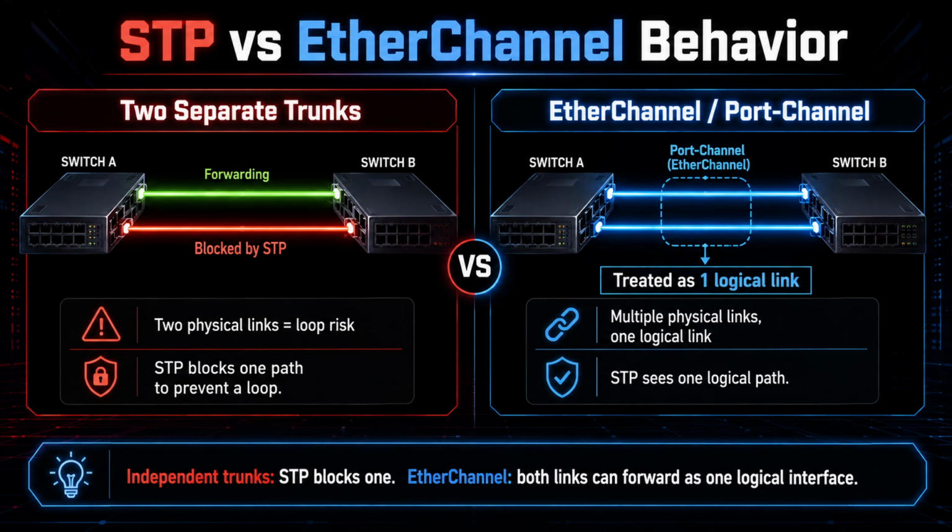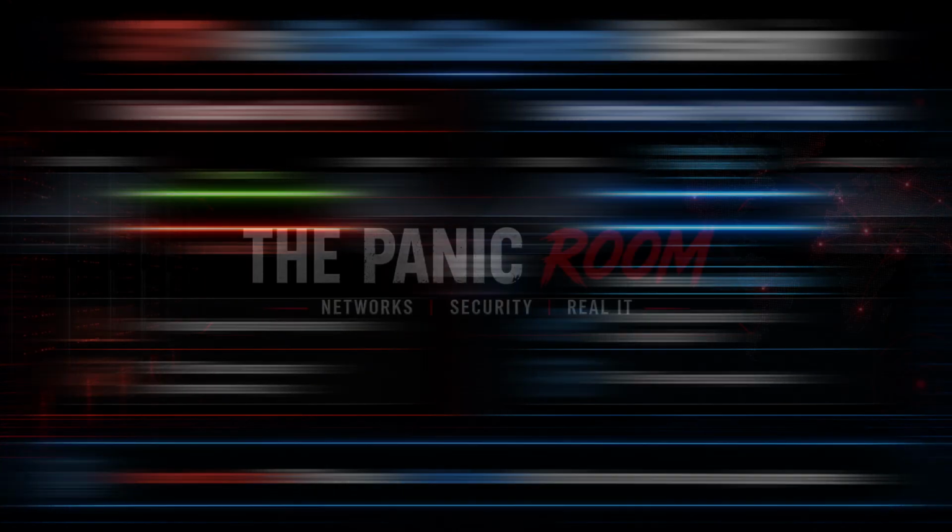But if you just plug in two separate switch to switch links and let them both forward independently, that will create a loop. So the rule is, two links by themselves can be dangerous. Two links properly bundled as EtherChannel can be useful. That is a separate topic, and honestly, I will make a whole other set of videos all around bundling ports, EtherChannel, and stuff like that. But it does have to be brought up during a spanning tree conversation.